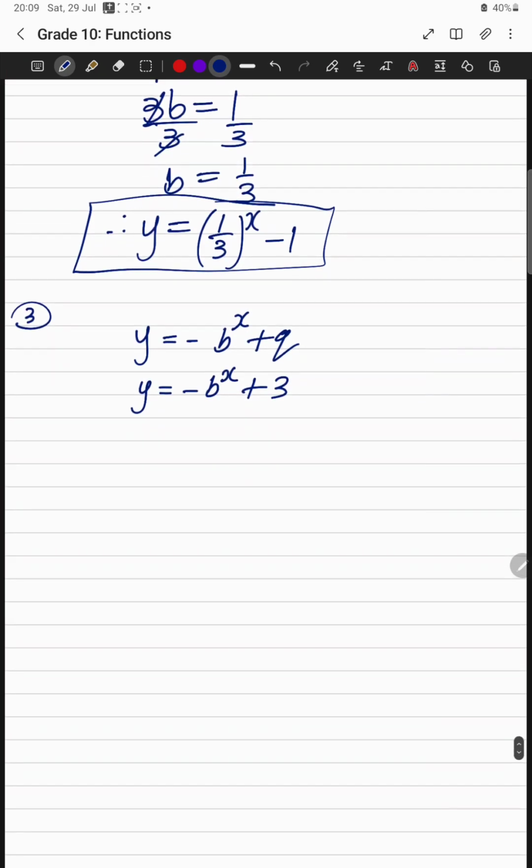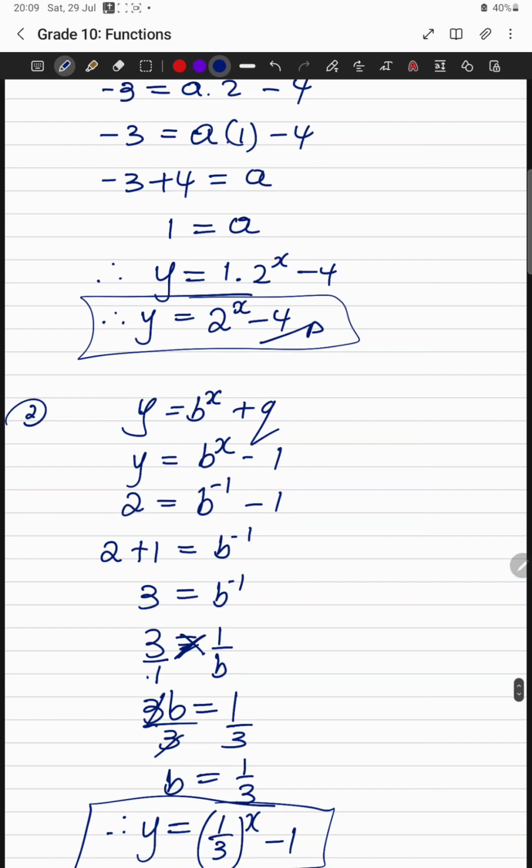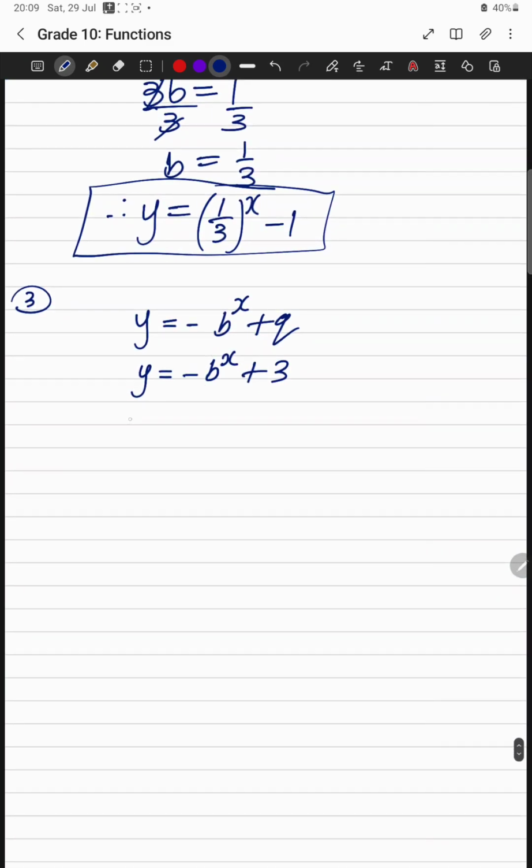That is the q value. The next step is to use the point on the graph, which is 1, 0. In place of y, we're going to put 0, and in place of x, we're going to put 1, plus 3. The next step is to transpose 3, or transpose b, either of the two. So let's take b to the other side, and it becomes positive, because b is negative, and then we're left with 3 on the right-hand side. Therefore the value of b is 3. Therefore the graph now will say y is equal to negative 3 to the power x plus 3.